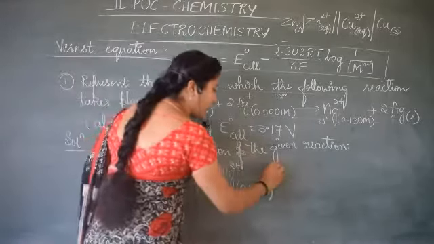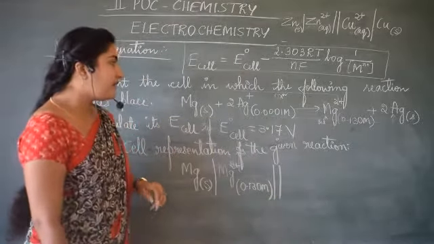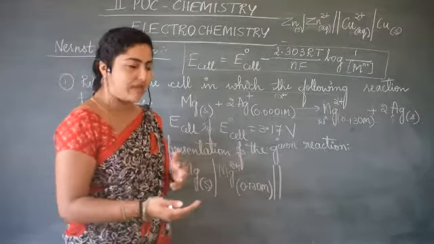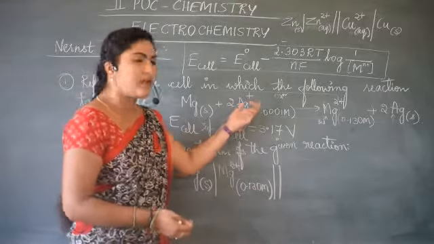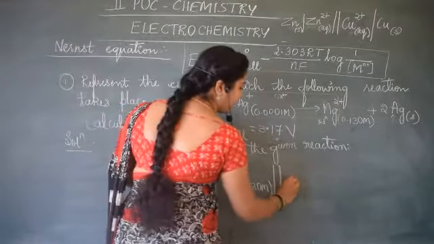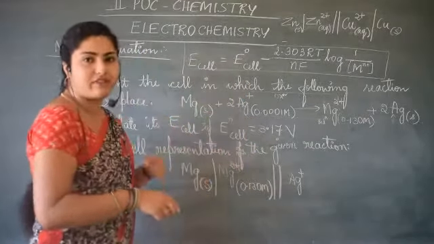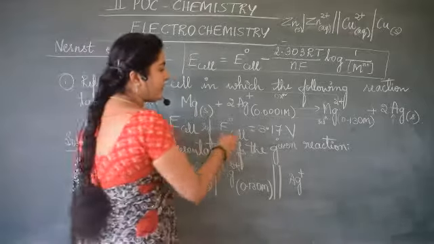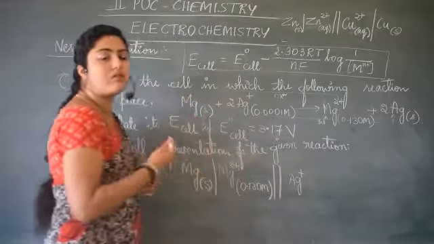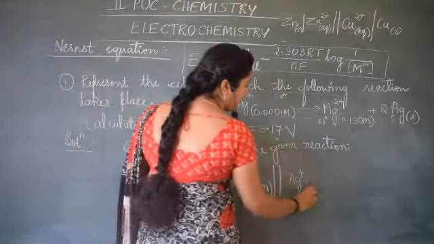Then we have to denote the salt bridge as a double bar. Then we write the next half cell, which is nothing but the reduction half cell. So we denote Ag+. You need not mention the stoichiometric coefficient here, because we are just showing the cell. So Ag+, what is its concentration?